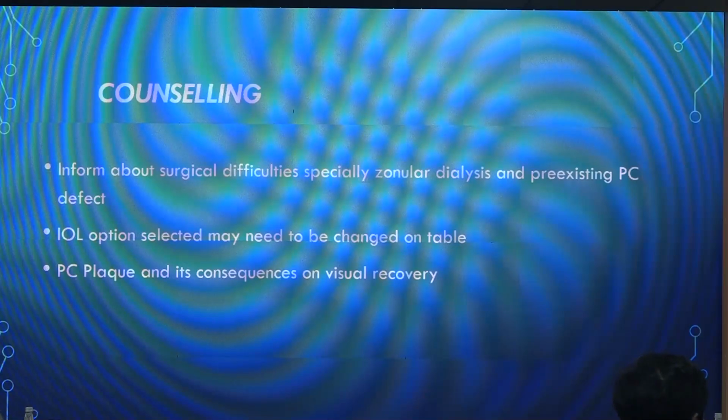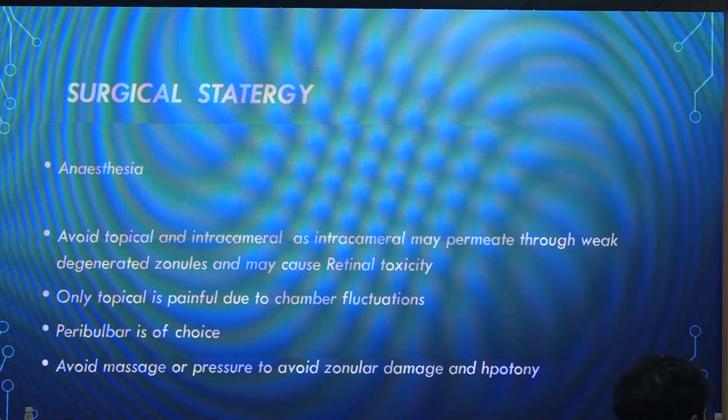We have to counsel the patient about the zonular dialysis and the pre-existing PC defect which may be present. IOL options need to be discussed, and the patient has to be told that we may have to change a 1-piece IOL to a 3-piece IOL on the table. And about PC plaque, the visual acuity may not be regained fully, so we may have to do a laser later on.